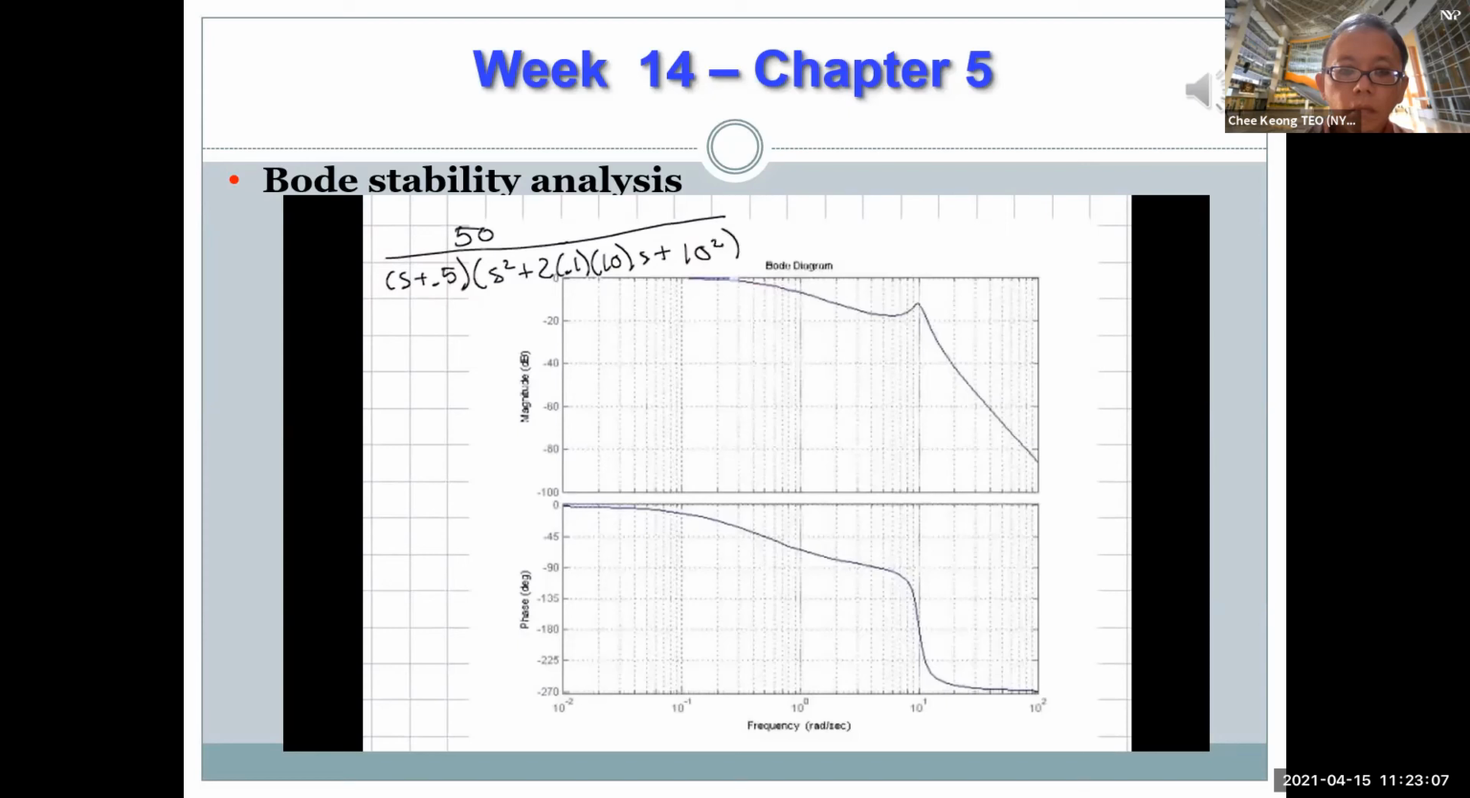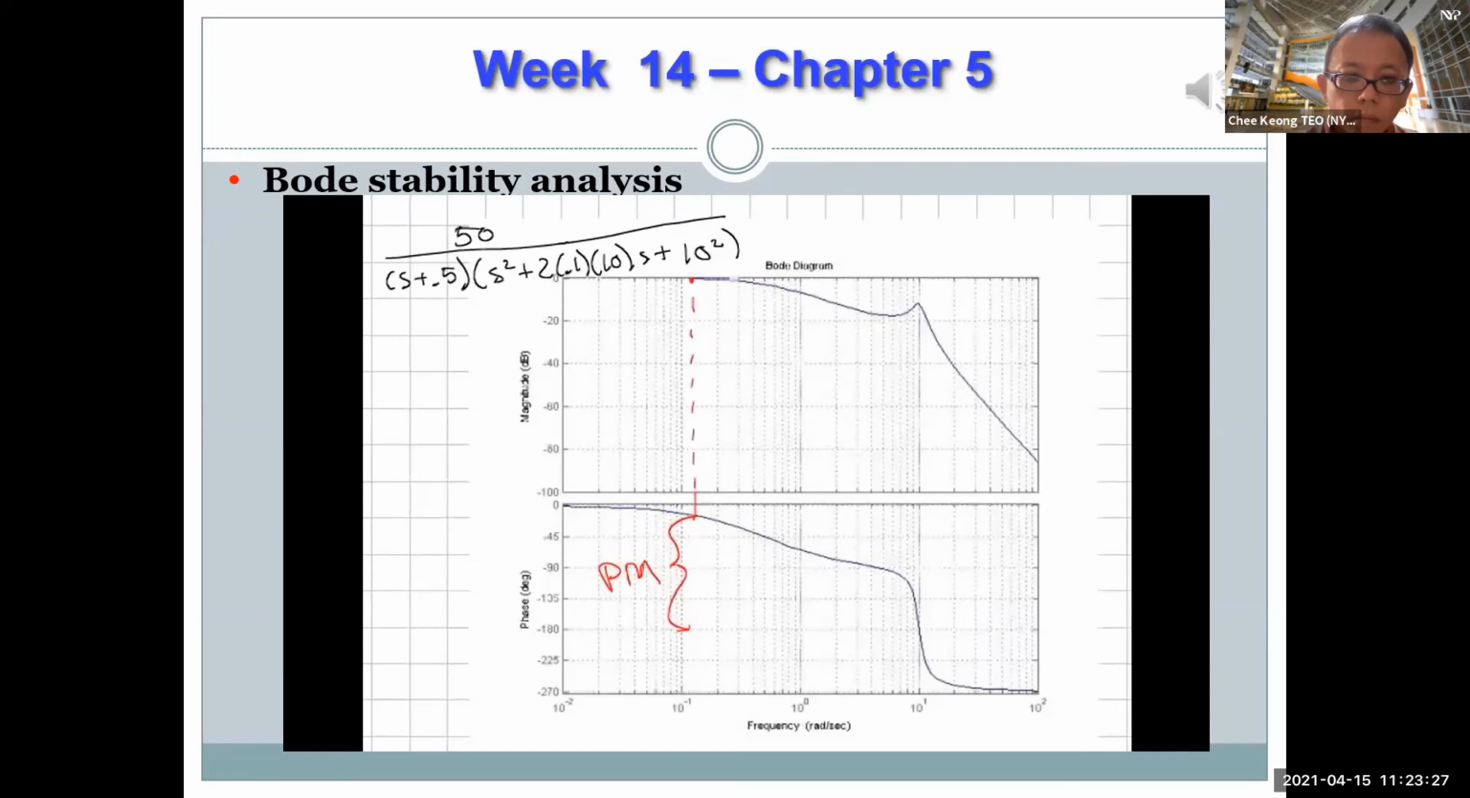First look at the phase margin. We look for where the system crosses 0 dB. It looks like it crosses 0 dB right about there. So come down and there's 180 degrees. So we have quite a bit of phase margin here. So in terms of phase margin, the system has good stability.